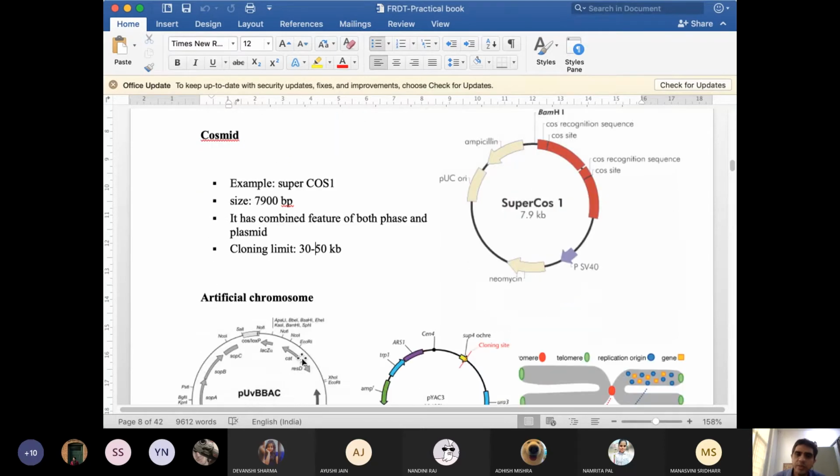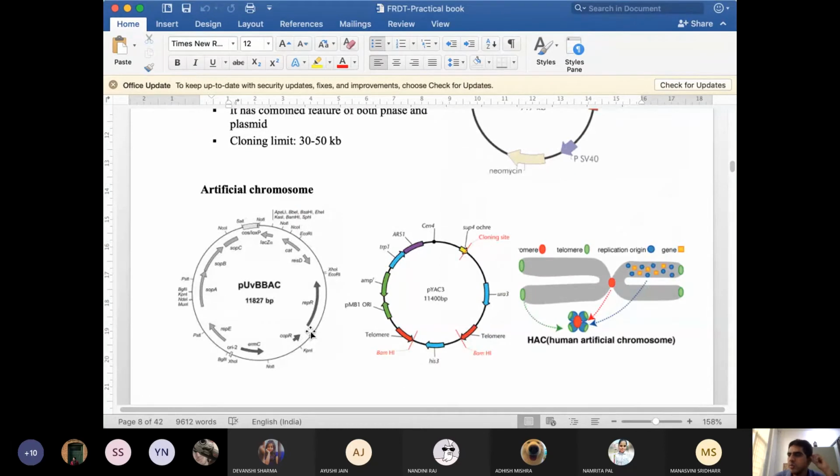Then artificial chromosomes. The chromosomes, as mentioned, are of two types.